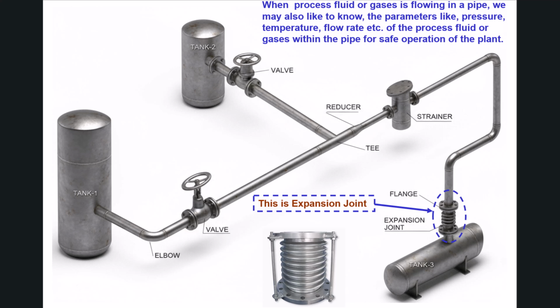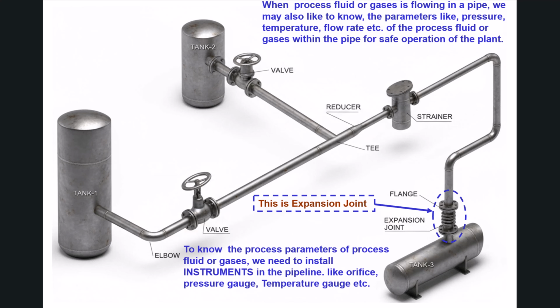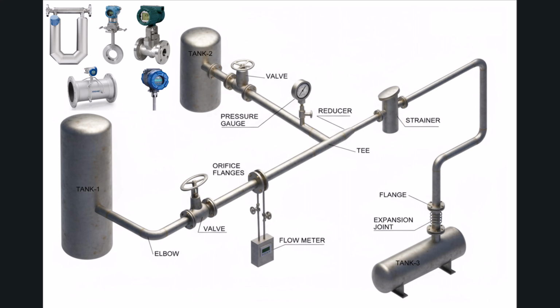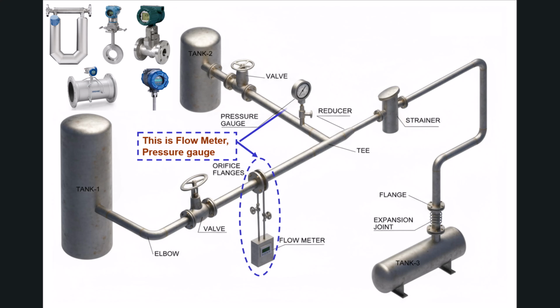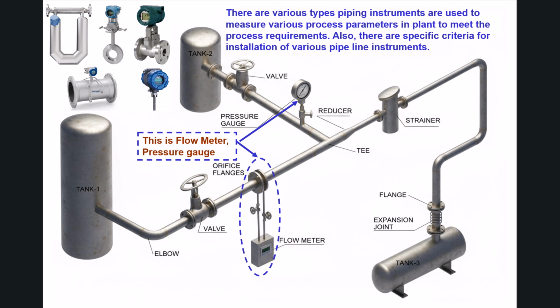When process fluid or gases are flowing in a pipe, we may also like to know parameters like pressure, temperature, flow rate, etc. of the process fluid or gases within the pipe for safe operation of the plant. To know these process parameters, we need to install instruments in the pipeline, like orifice, pressure gauge, temperature gauge, etc. This is a flow meter, pressure gauge.